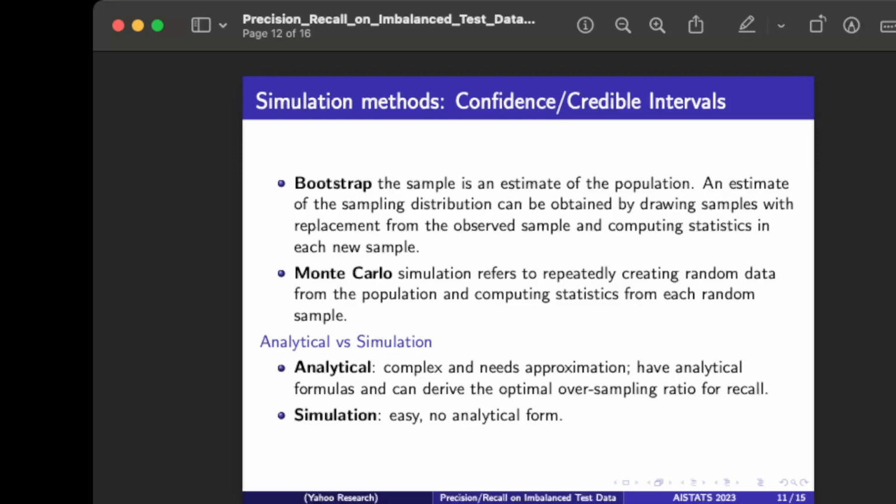For comparison between the analytical methods versus simulation methods, the analytical derivation of confidence and the credible intervals is complex and needs normal approximation, while using a simulation process to estimate the distribution is easy and accurate. Yet, the superiority of analytical method is that we can have explicit forms and correspondingly derive the optimal oversampling ratio for recall, which cannot be computed through simulation process.